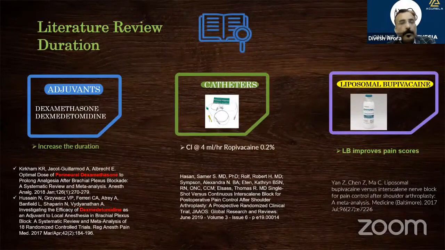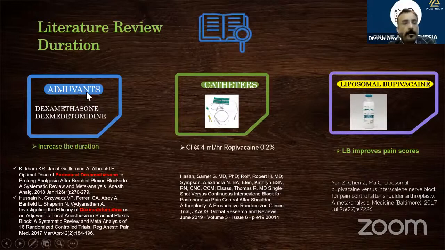So how can we actually prolong the duration of block produced by local anesthetics in the interscalene area? We can add certain adjuvants, we can use catheters, and we can use liposomal bupivacaine. Dexamethasone is a universal adjuvant. Generally 4 to 8 milligrams is useful, which I've been using for almost each and every kind of block which I give. Catheters can be inserted, as I've said earlier, with a loading dose of 7 ml, and then subsequently 4 ml per hour of ropivacaine 0.2%.